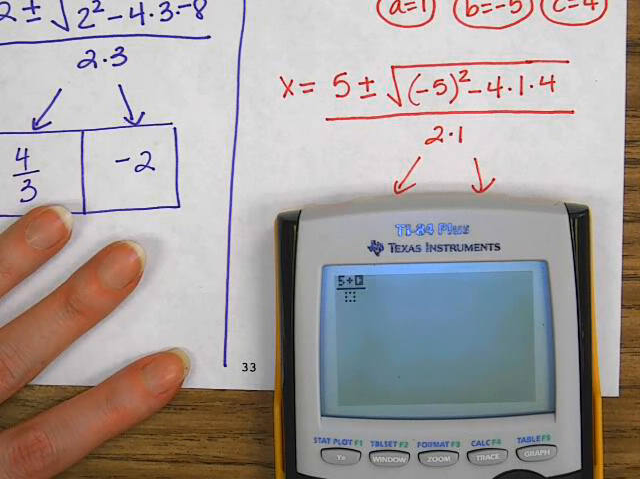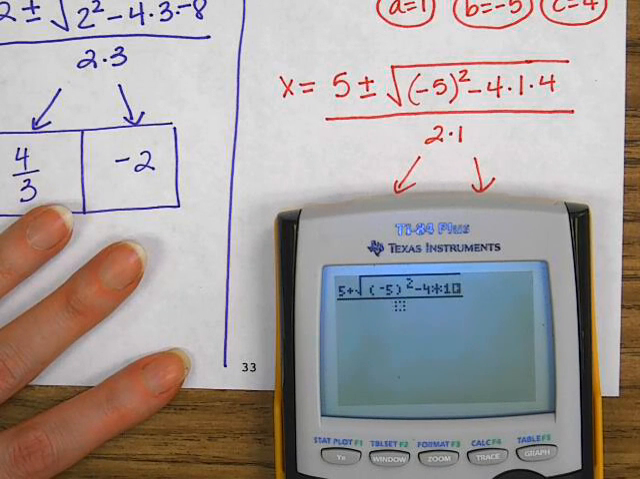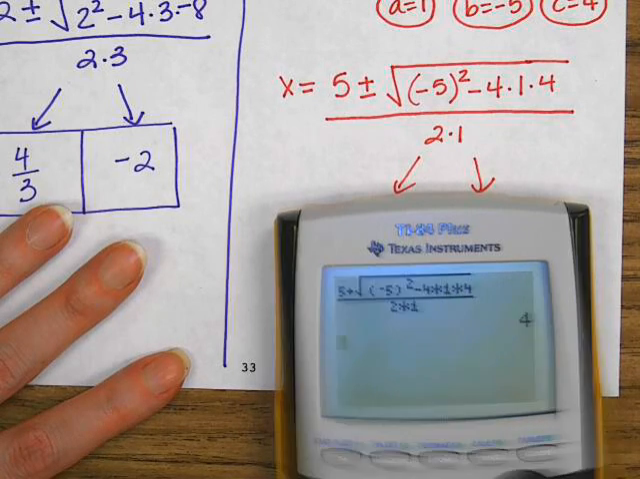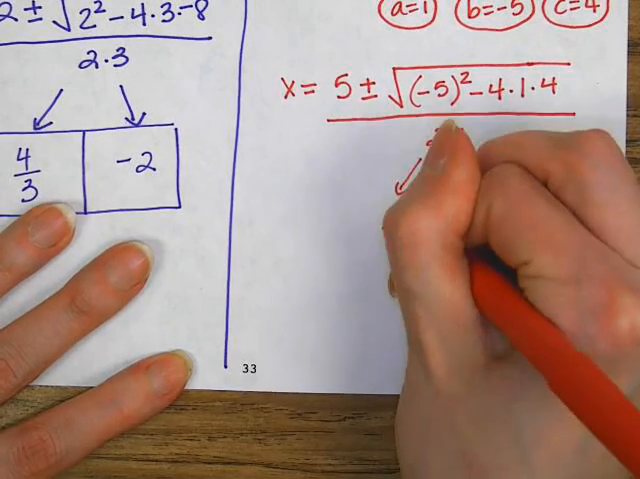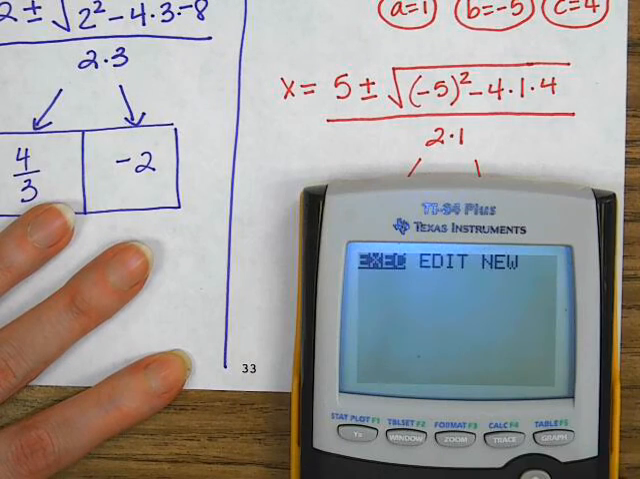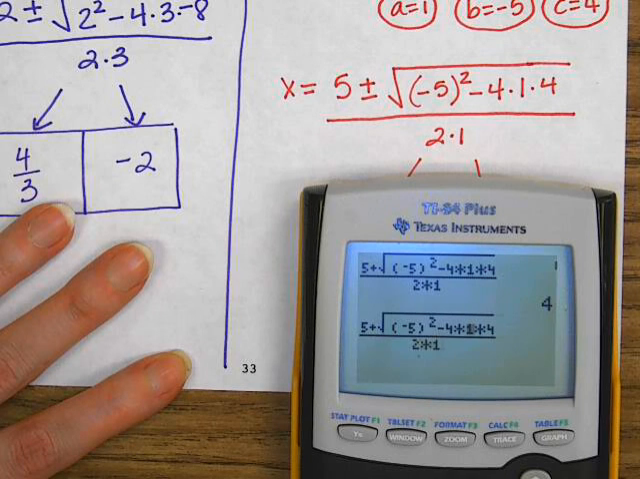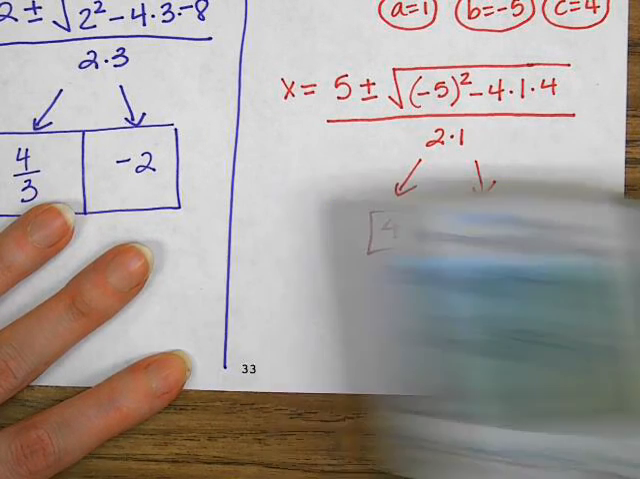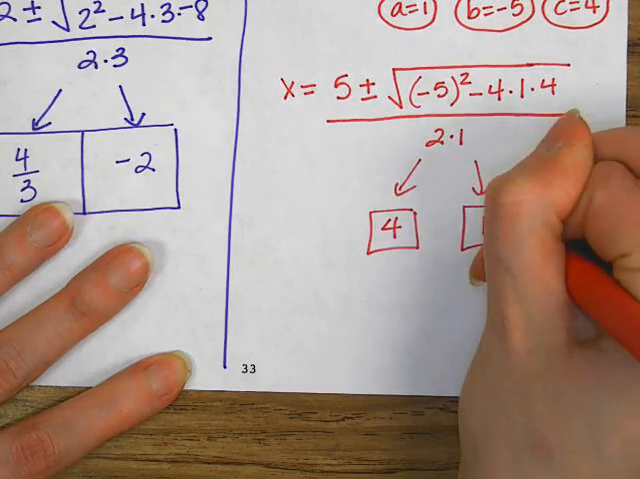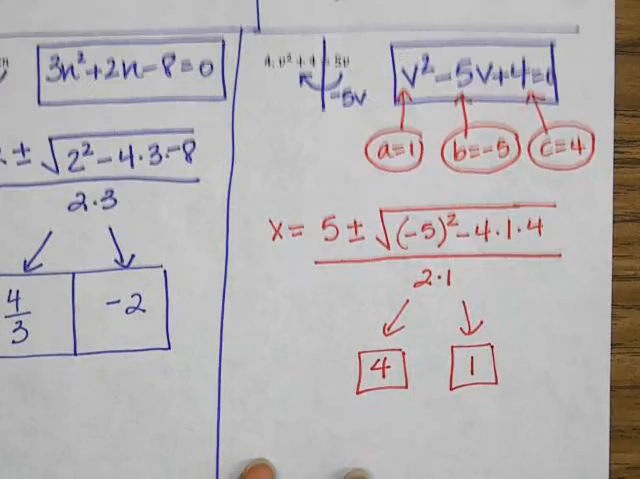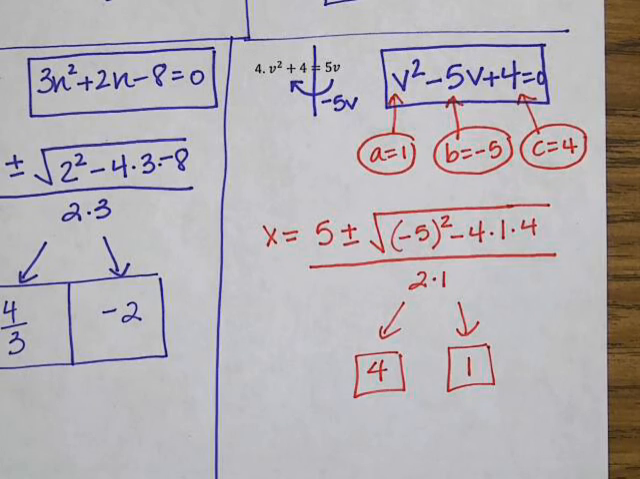5 plus square root parentheses negative 5 squared minus 4 times 1 times 4 all over 2 times 1. I got an answer of 4. And then when we go back and edit that plus to a minus, I got 1. So the answers were 4 and 1. All right, that is day 2 of the quadratic formula.